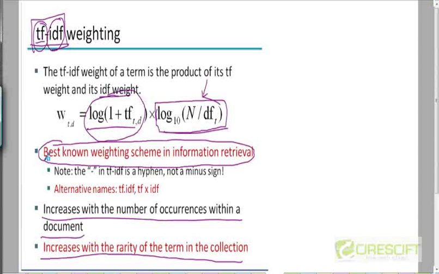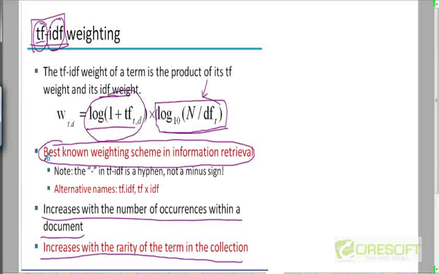Let's say a given term in the query does not occur in the document at all. What will be its TF-IDF score with respect to that document? So, will it be zero by any chance? Yeah, it will be 0. Why will it be 0? Because it says TF into IDF.